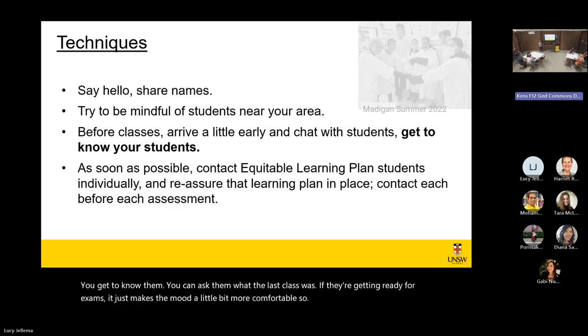Another thing too with the equitable learning students, and I echo Melanie's comments: once we work out who the students are, we usually contact the students individually and let them know that we've got their plans. Then before each assessment, we also contact them and say, look, we've included your adjustments, be assured that everything is okay for your assessment that's coming up. It's just to make people feel that everything is okay. They don't have to get stressed about at least that part.